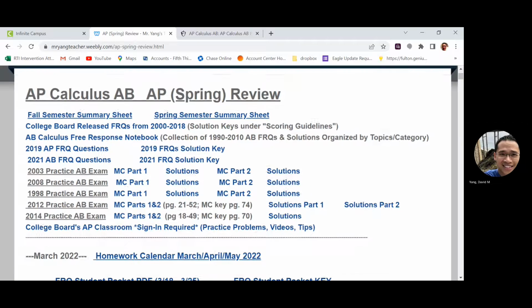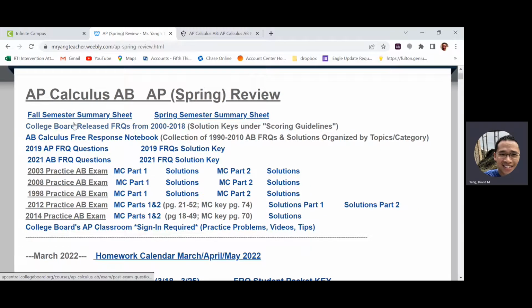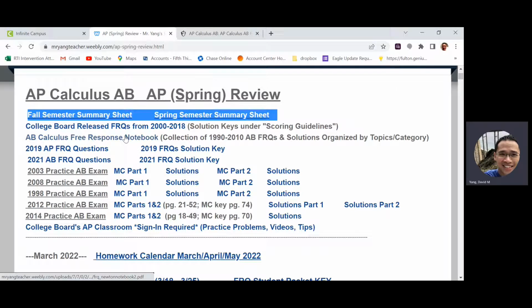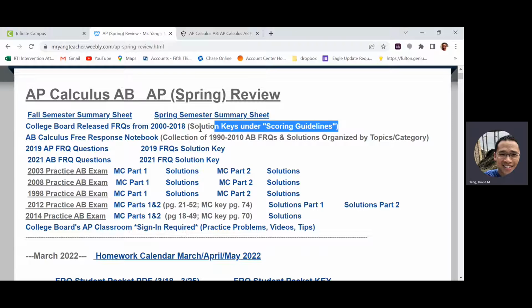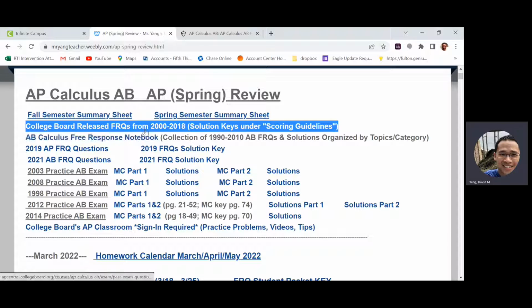On the spring review page, at the very top, I put the fall and spring summary sheets. I printed these out for you a couple weeks ago, so you should have those, but if you lost it, you can always print them out on your own. There's also College Board has released FRQs for the past so many years, but I think 2018 is probably the more recent ones. Oh, actually, it goes all the way to 2021. If you click on that, you're going to see all the FRQs and the full set of solutions.